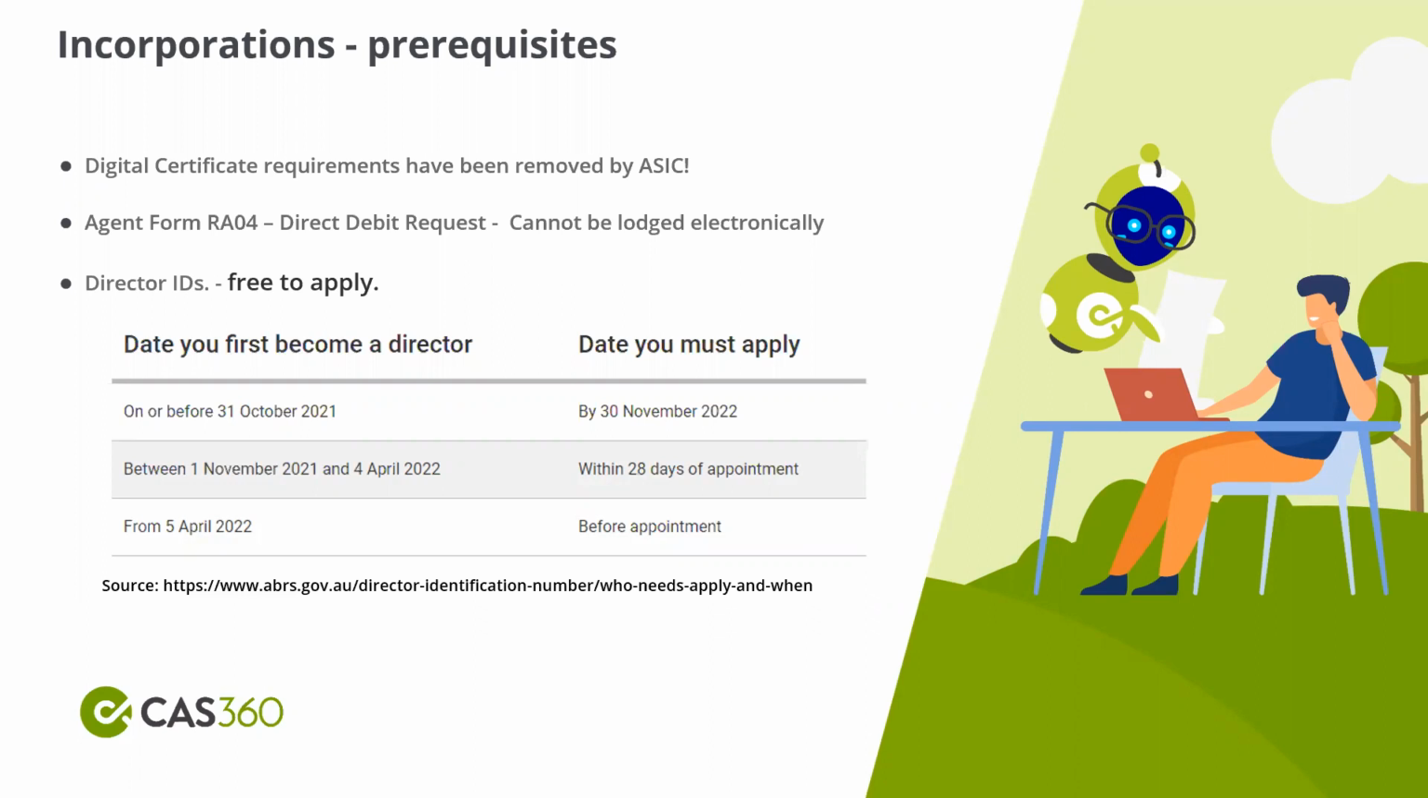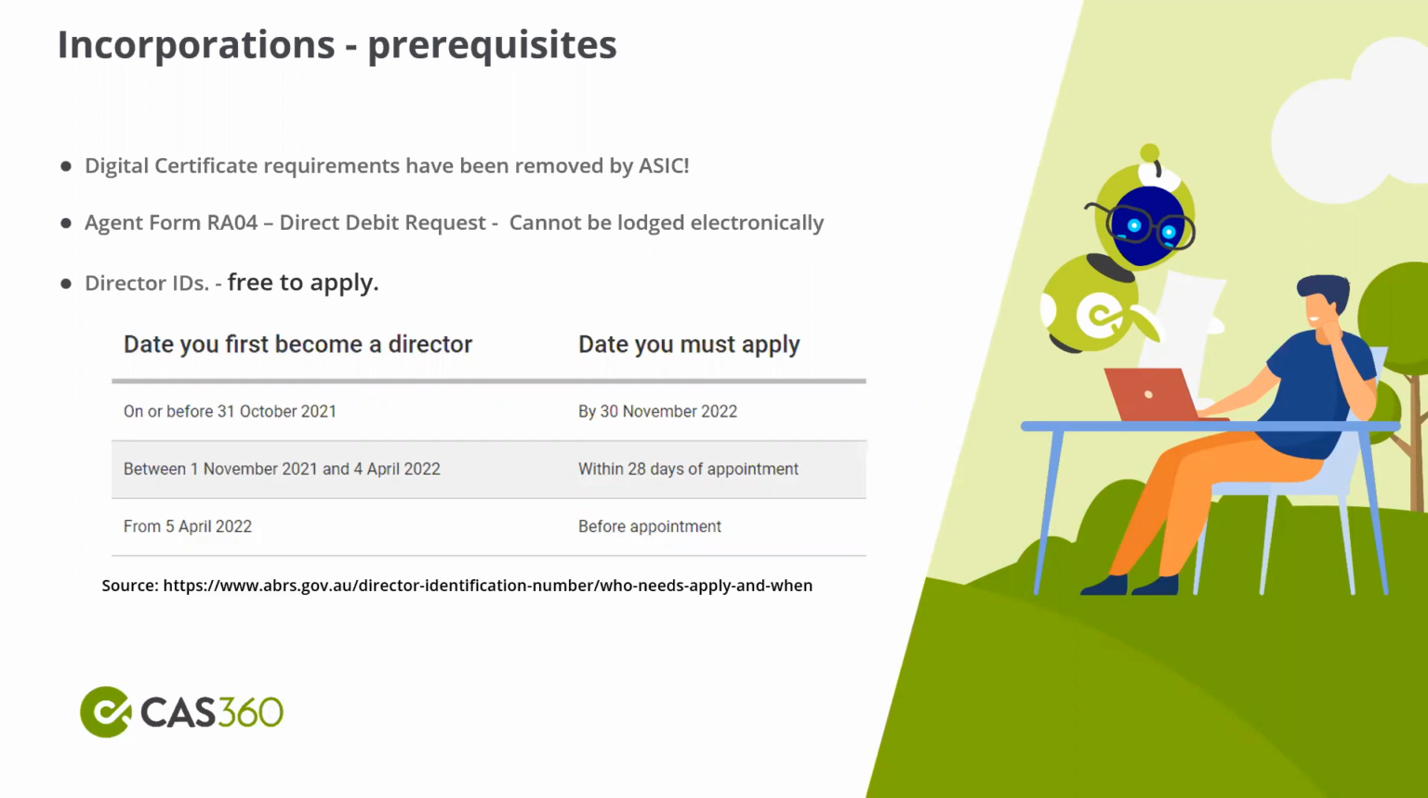The final prerequisite is that your directors will need to provide their director IDs. Now, it is free to apply for this director ID. I have just got a timeline as to when this director ID is required, and the ABRS website is, and I've got the link in the slides, which will be available with the recording. It's a great website that details all the information that you need to know on director identification numbers. Given that we're going to set up a company today, and it's past April 5th, we will need the director ID before the appointment.